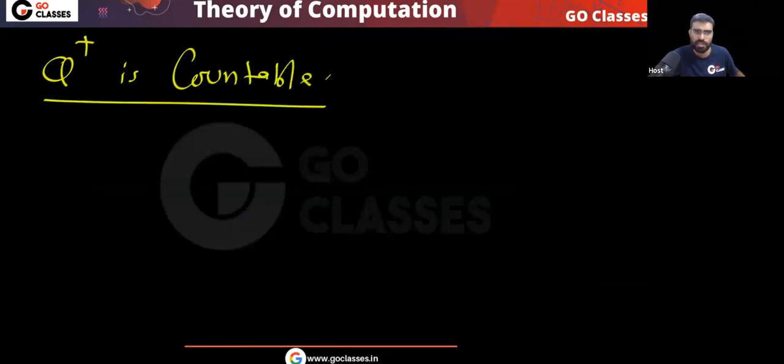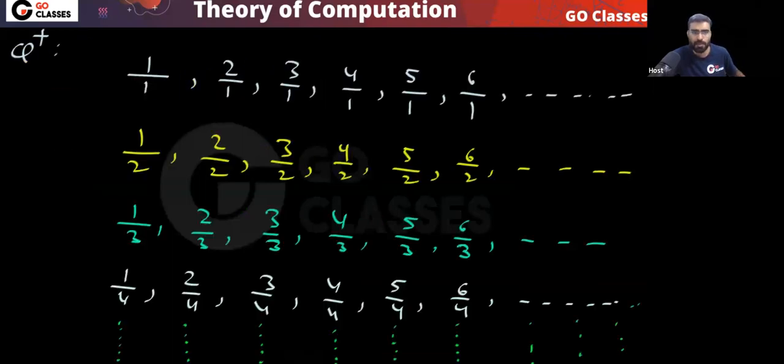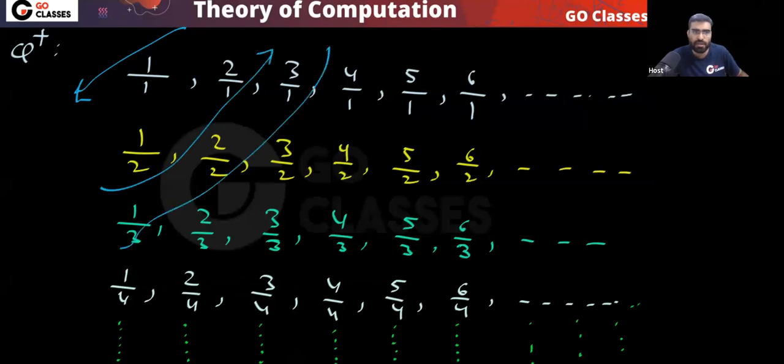Did you understand the proof? Please tell me. Did you understand the proof that Q plus is countable? Because there exists an enumeration. We have created an enumeration. See, some people will create this enumeration in a beautiful way. They will go like this, then like this, then like this. That is also fine. Is this clear?